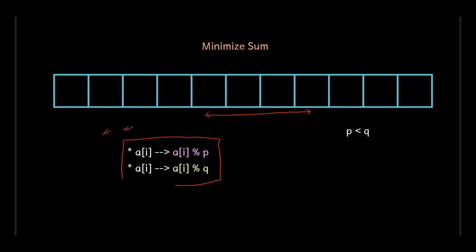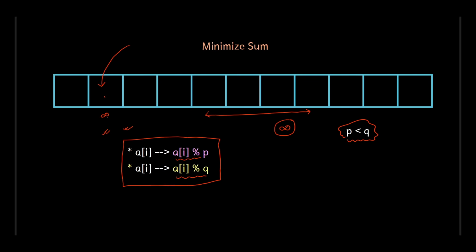Let's start with the simplest version of this problem, which does not involve a subarray. You are given an array, and in one operation you are allowed to select any index i. Suppose you selected this index, then you can either convert this element by applying the modulo P or applying the modulo Q. P and Q are given to you at the start and they are fixed. Not only that, you can do as many operations as you want. You can do an infinite number of operations if you wanted, and you are also allowed to select one index multiple times. So for each index, you are allowed to do an infinite number of operations.